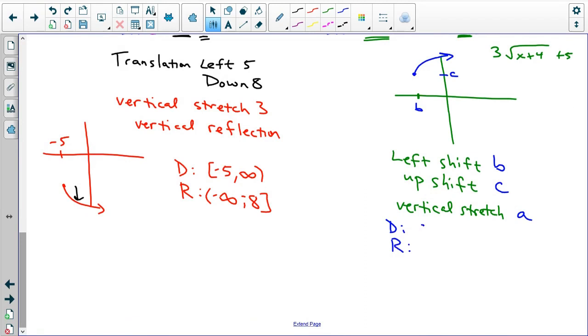If I'm writing a domain and range for this problem, my domain is going to be from b to infinity. Remember, I don't have to put negative b because b is a negative number. So b to infinity would be what I put there, and then c to infinity would be what I put for the range.